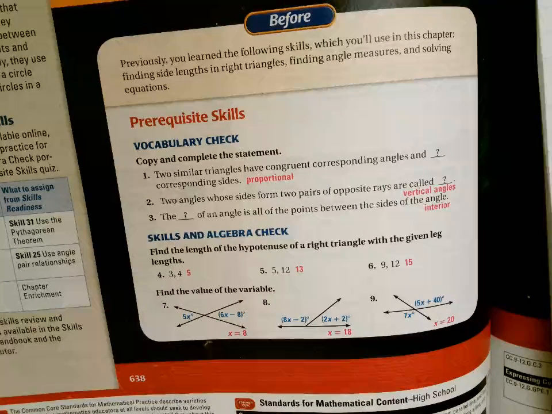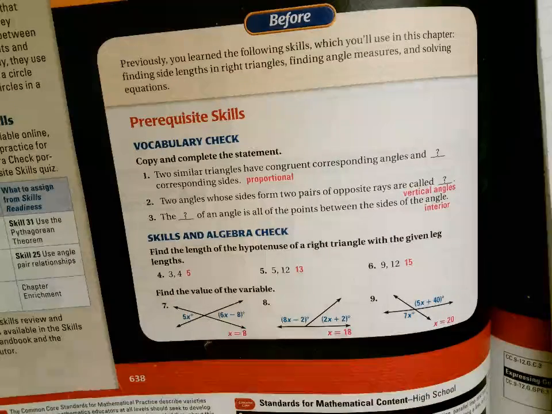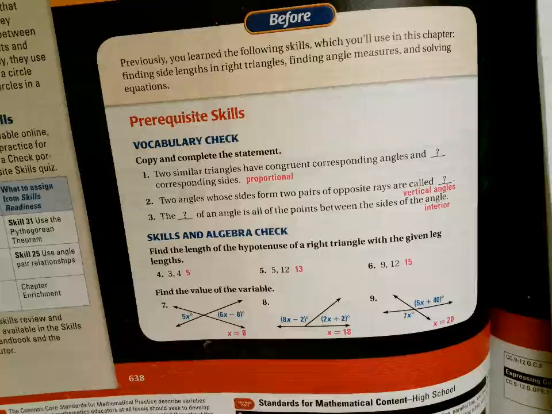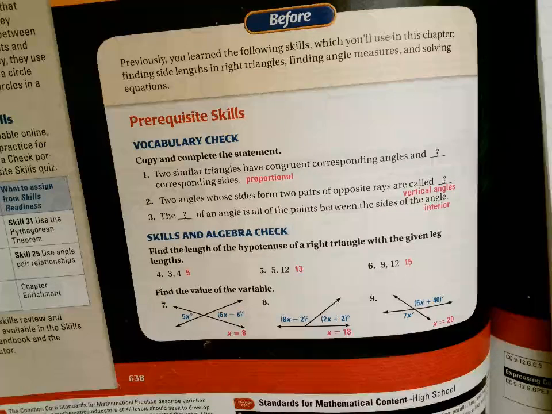Rubright. Today we are going over our Are You Ready for Chapter 10, the prerequisite skills that you should have learned in Algebra 1 Honors and in former geometry lessons. So, number 1. Two similar triangles have congruent corresponding angles and blank corresponding sides. So, anytime that we have similar triangles, congruent triangles have same angles, congruent angles, and congruent sides, where similar triangles have proportional sides and congruent angles. Okay, so proportional.